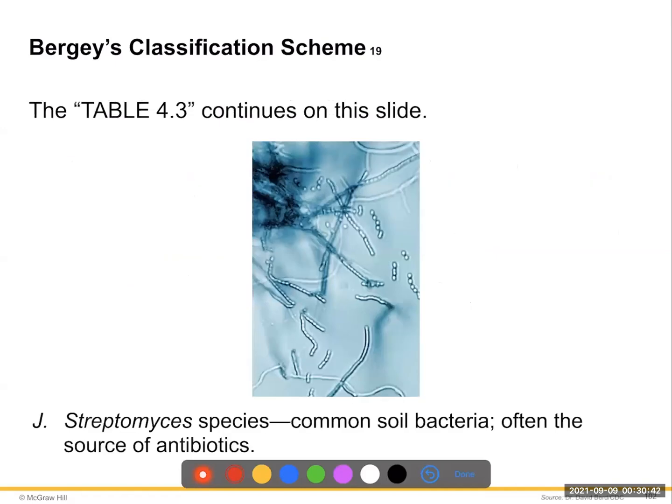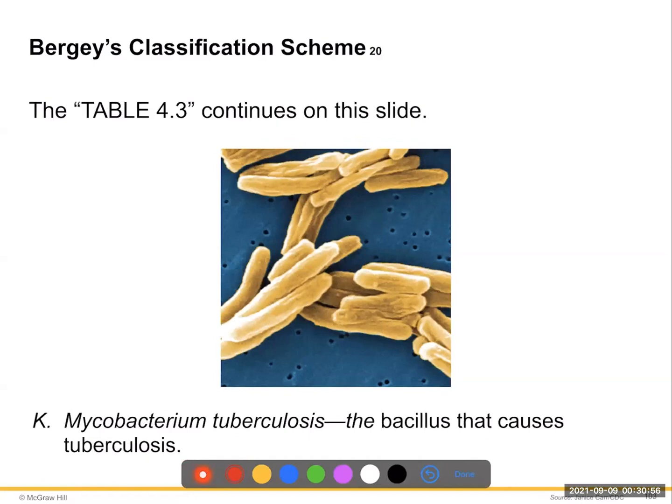This is Streptomyces, a common soil bacteria, often the source of antibiotics that we can create. You can see the different cocci forming chains as they come across. Mycobacterium tuberculosis. That was a tuberculosis question. It's a bacillus. Bacillus means it's rod shaped, and this is the bacteria that causes tuberculosis.